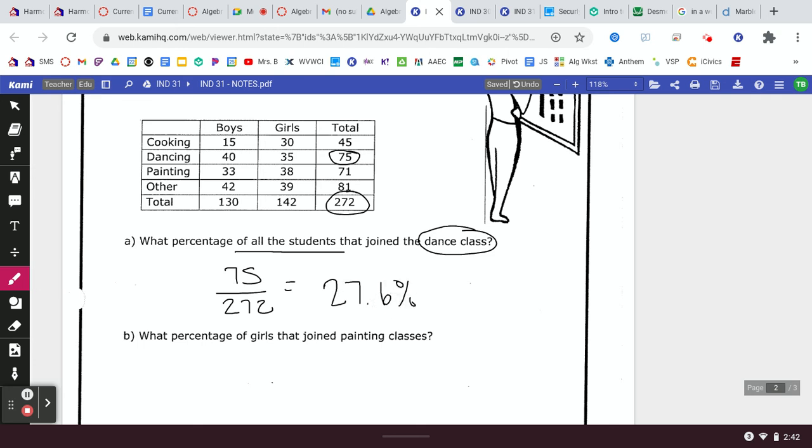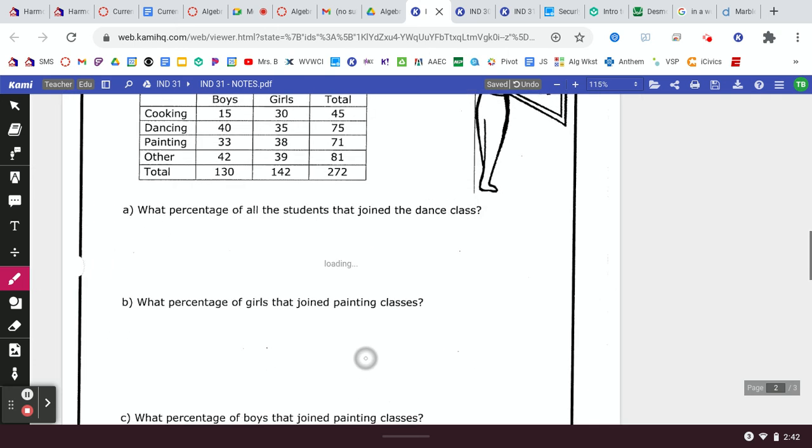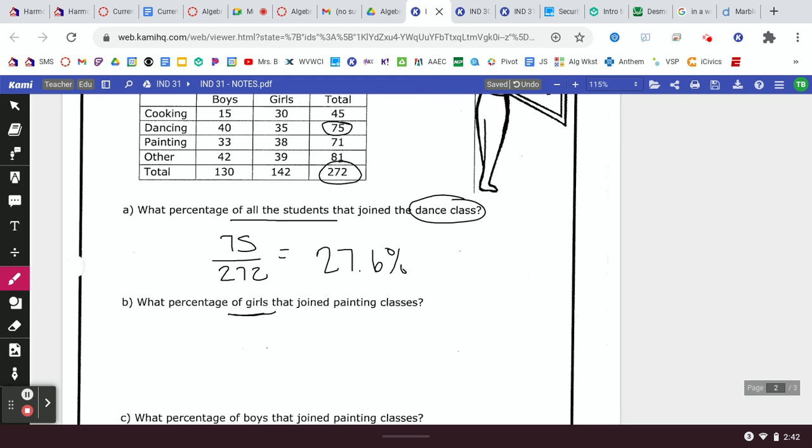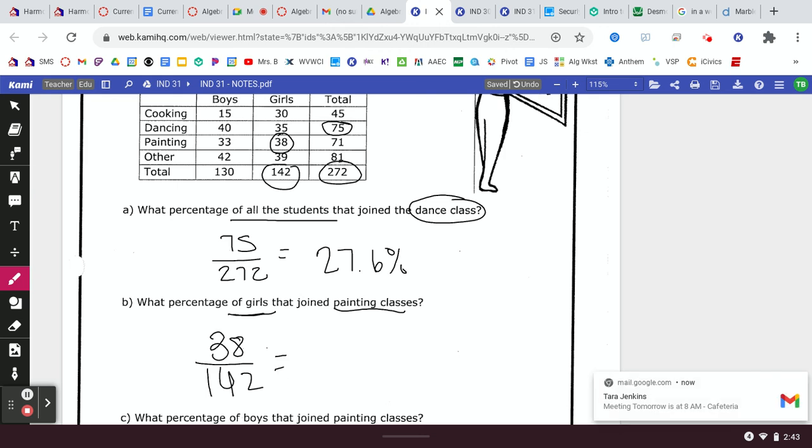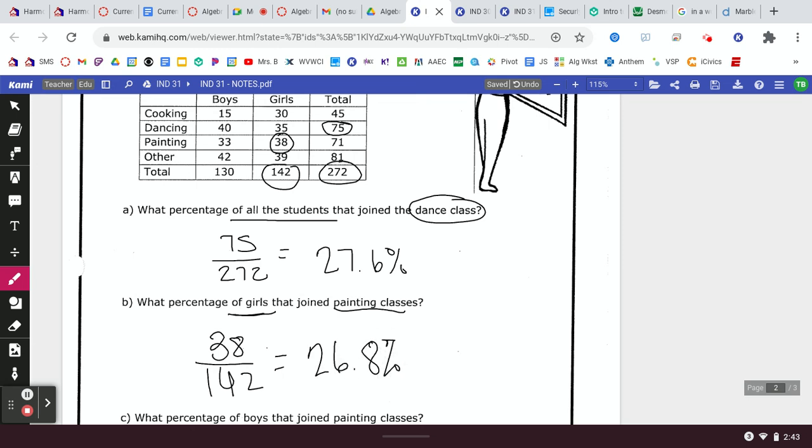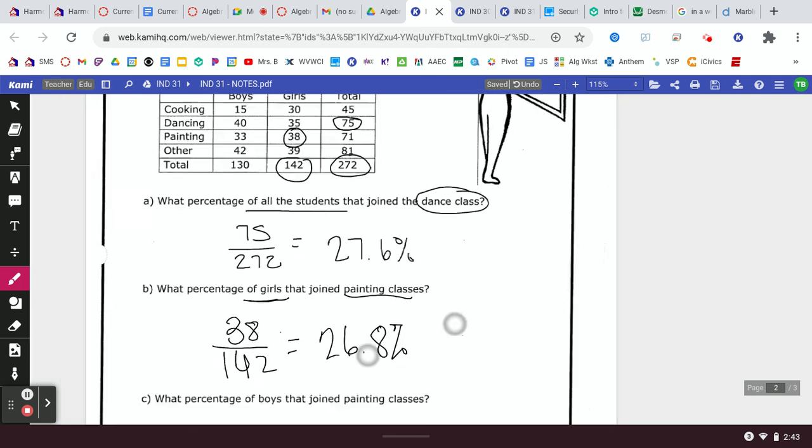27.6%. Okay, the next one says, what percentage of girls? Okay, so I'm just looking at my girls total, which is 142. What percentage of just my girls joined painting? Well, I look up at my girls in painting, and that's 38. My small part over my whole part. In this case, my painting girls over all my girls. And what is it? 26.8%. Good. Again, in your homework, I have to see the fraction and then the percentage.